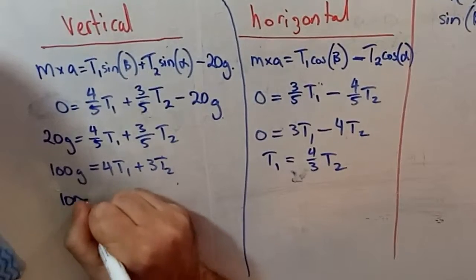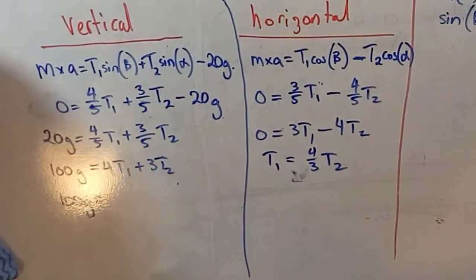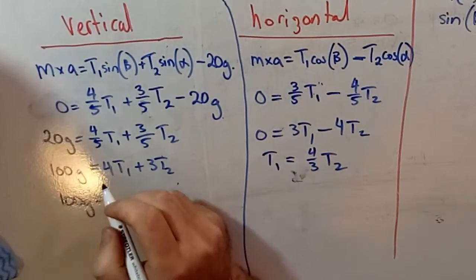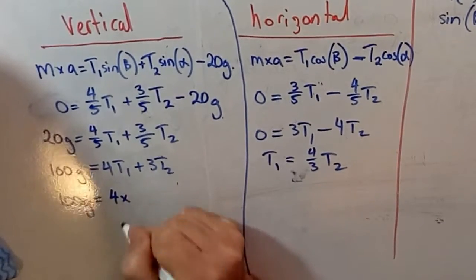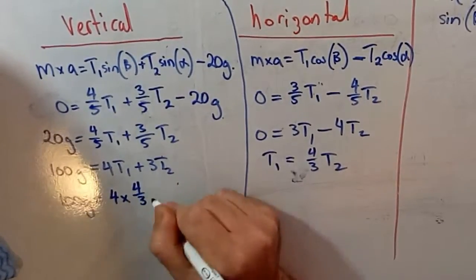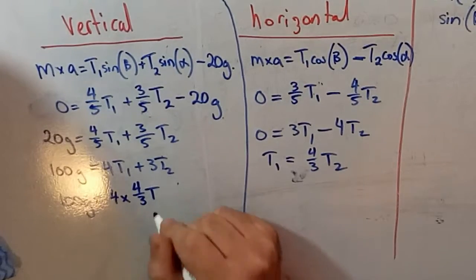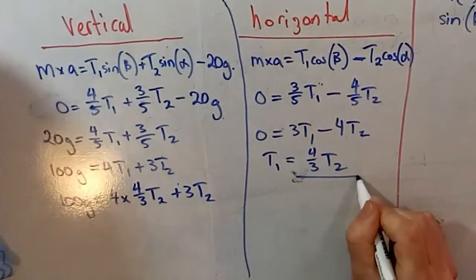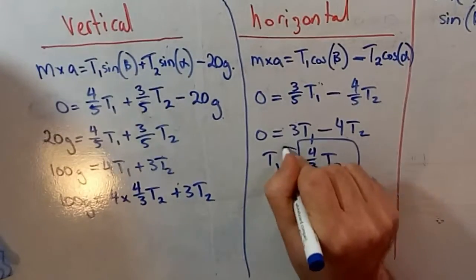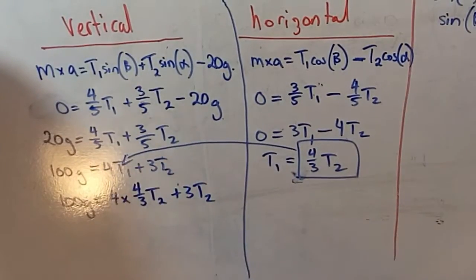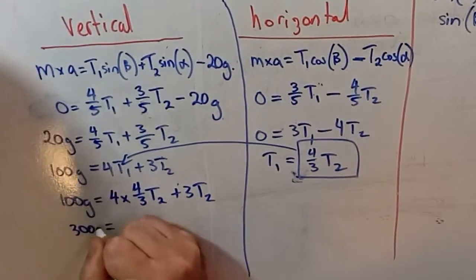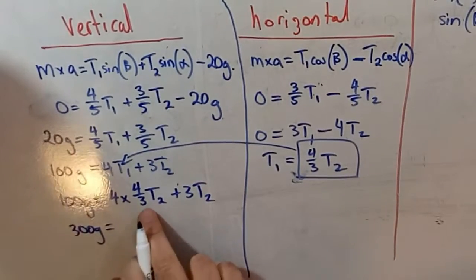And I can put that in here if I wanted to. So all this is just simultaneous equation algebra. Yeah, all this is algebra. There's nothing tricky about it. So 4 times T1, 4/3 of T2, plus 3T2. So I substituted this in for T1 into there. So what does that give me? Times it all by 3, that gives me 300g. That's just to get rid of this denominator.